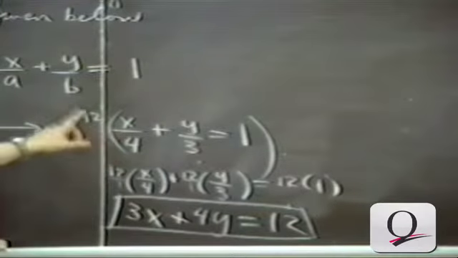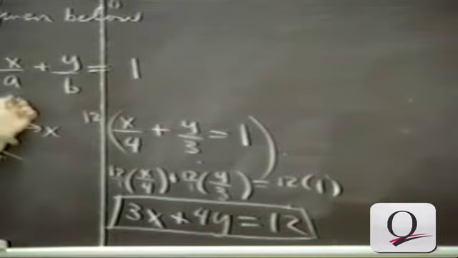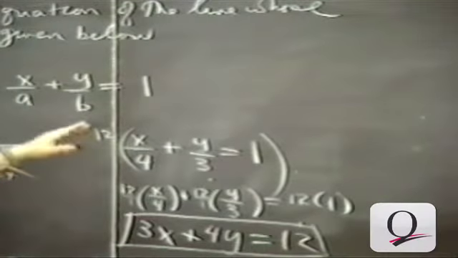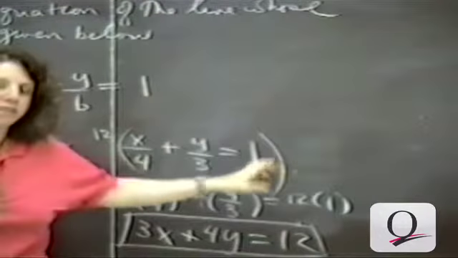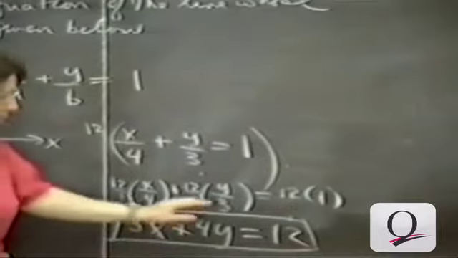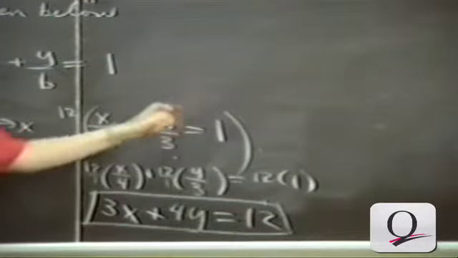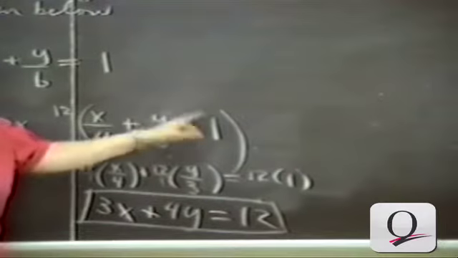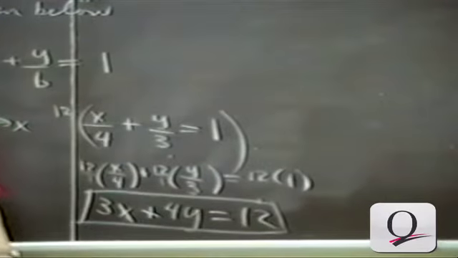So you have to be very careful. They realize that you can write x over A plus y over B equals 1, and they're counting on you not being able to remember to multiply both sides of the equation by 12. So don't make the mistake of writing 3x plus 4y equals 1. Both sides get multiplied by 12, so it's 3x plus 4y equals 12. 12 times 1 is equal to 12.